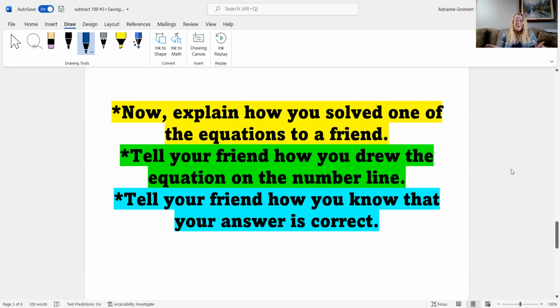Okay. Now you're going to go with a partner and explain how you solved one of the 2 equations to your friend. If you don't have a friend there that you can explain to, maybe you can find your mom or dad or somebody in your house. And if you don't have anyone, just talk it through by yourself. Tell your friend how you drew the equation out on the number line. Tell your friend how you know that your answer is correct. If you need to pause the video here before going on, you can.